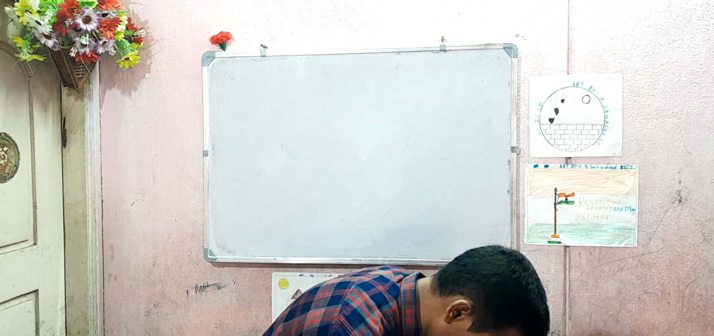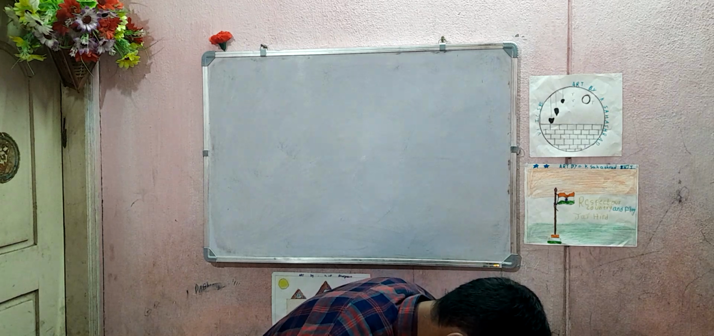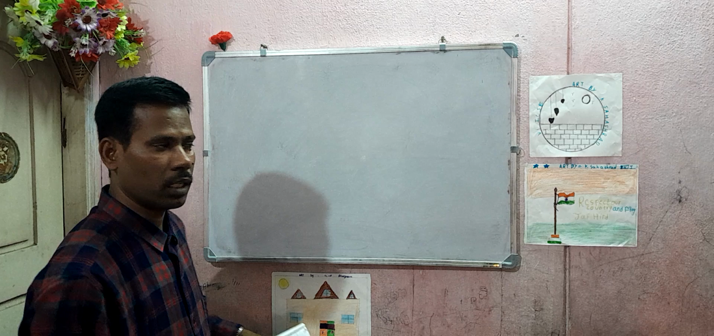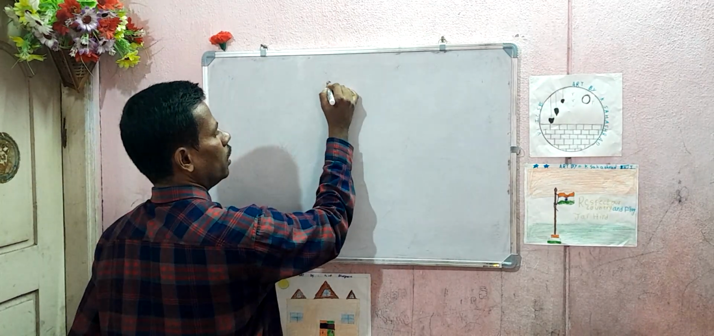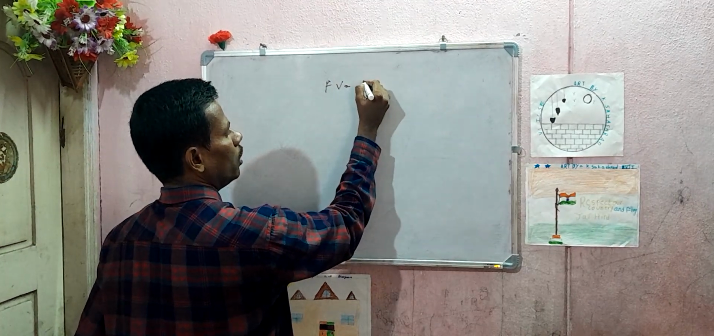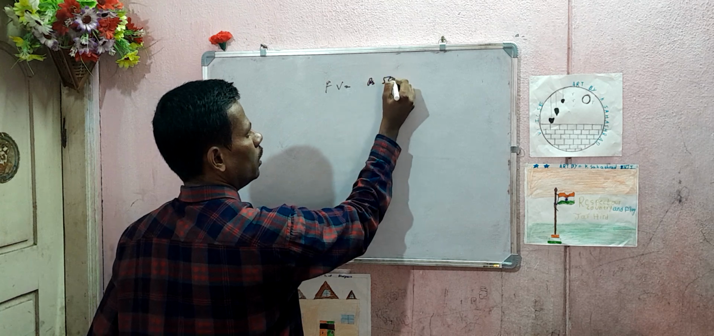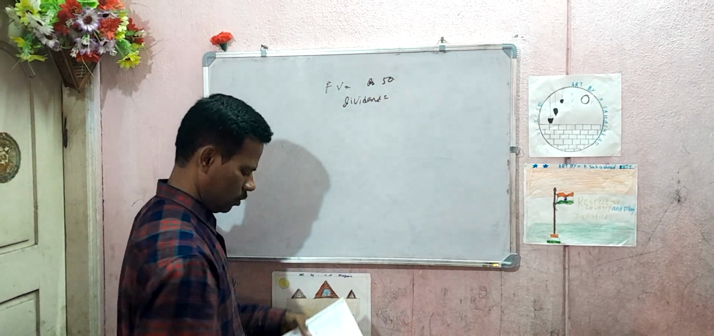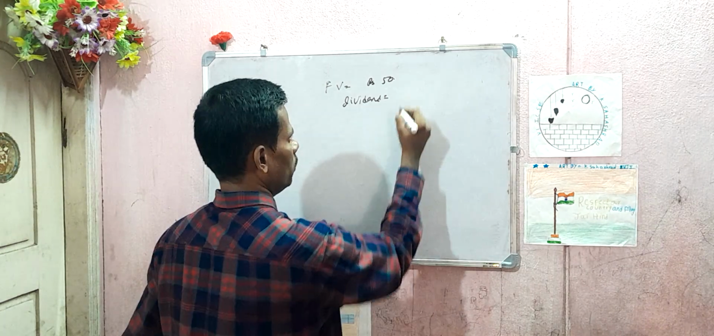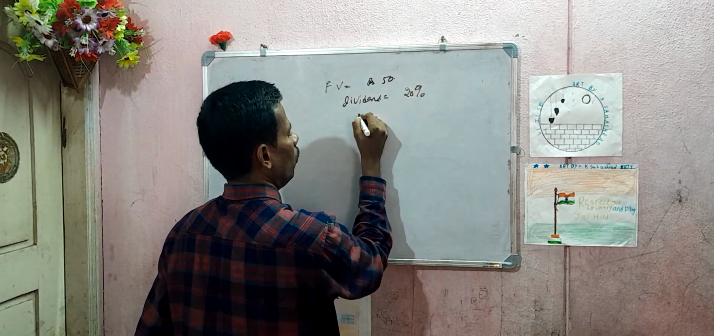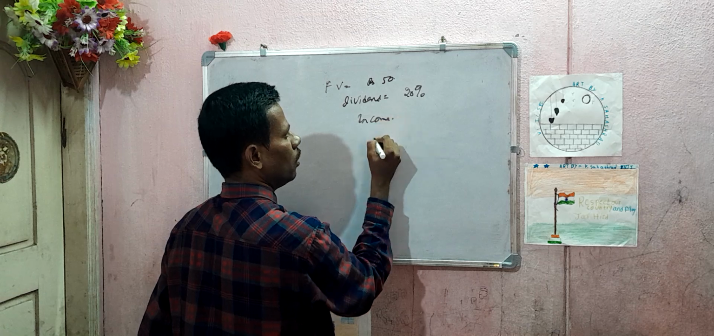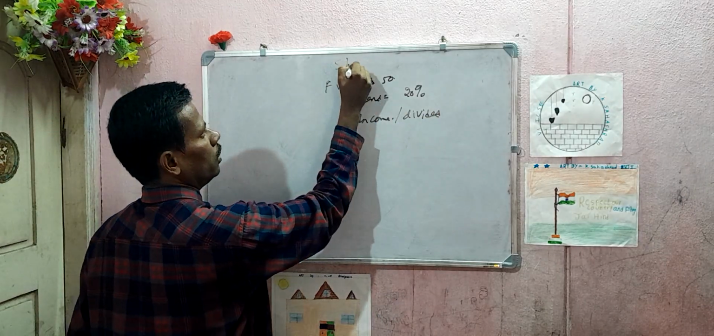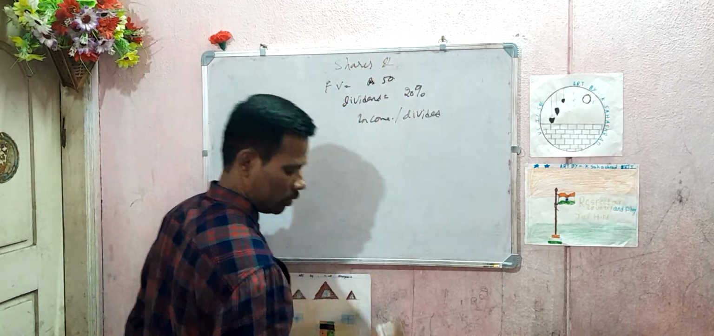First let me give you once again one more example. The face value of a share, I am just taking one example, is rupees 50, and the dividend given is something like 20%. What is the income, or what is the dividend? This is shares and dividends.